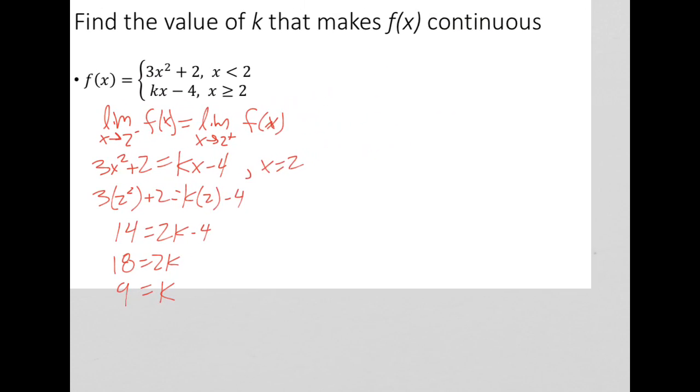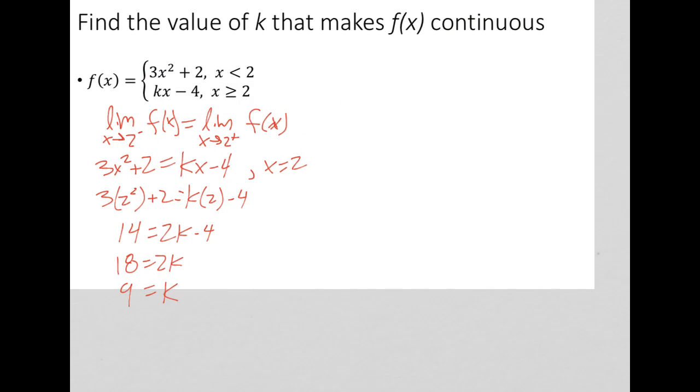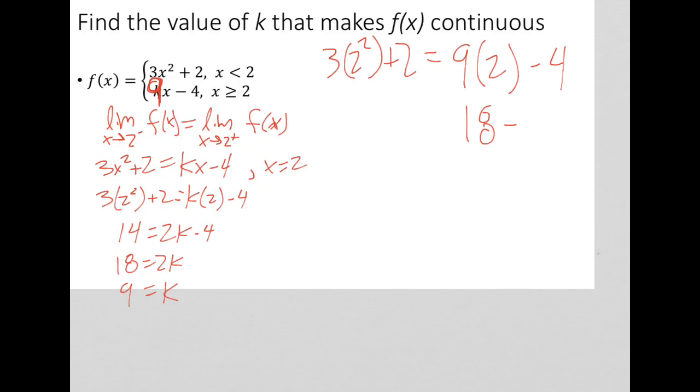And now you should be able to plug that k value in to change that to a 9x minus 4. And we are saying that that makes this function continuous. And again, you could check it and make sure you are correct. 3 times 2 squared plus 2, does that in fact equal 9 times 2 minus 4? Well, 18 minus 4 is 14, and we already found that that side was 14. So yes, we are good. That k value checks out.